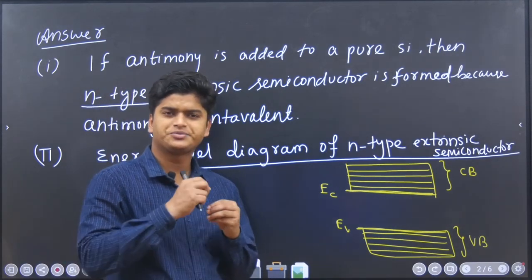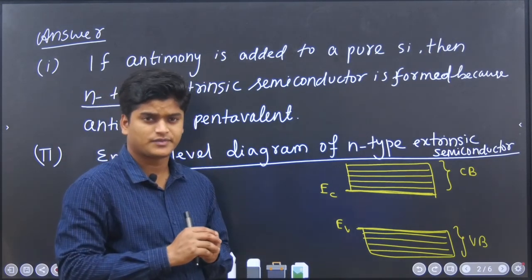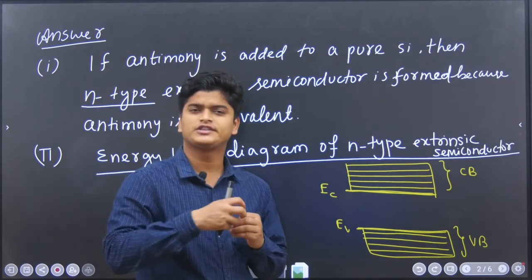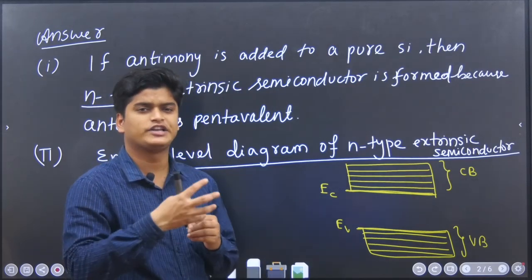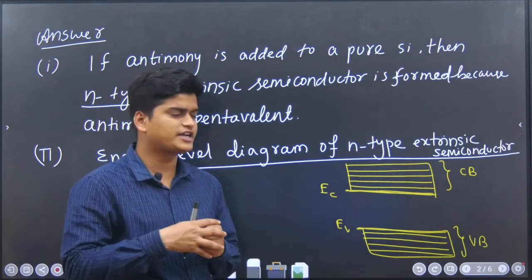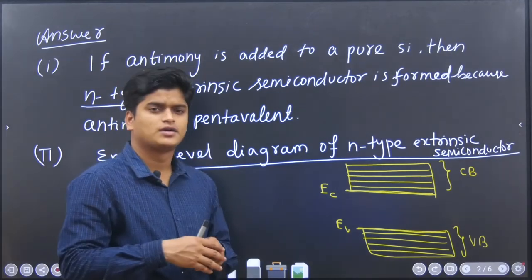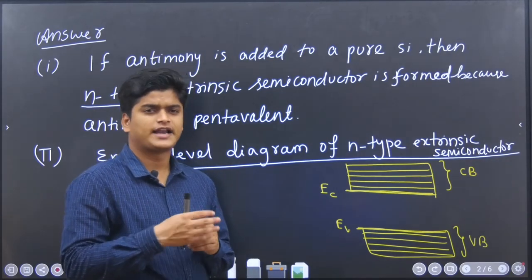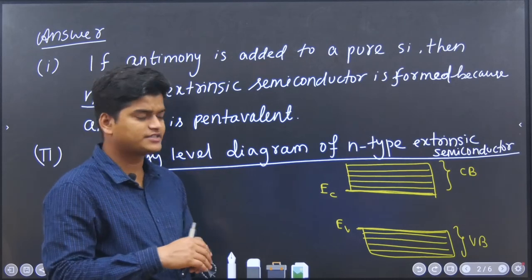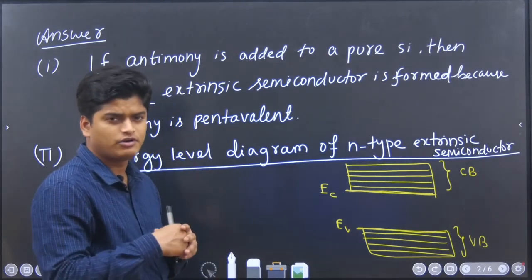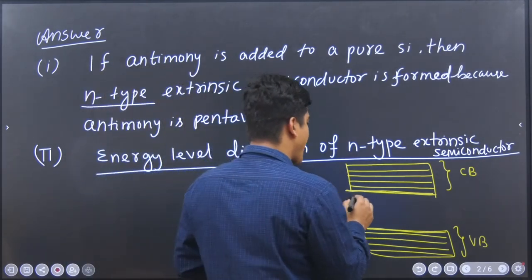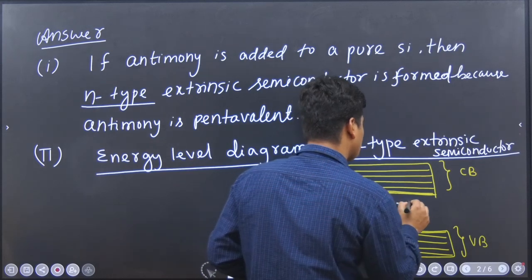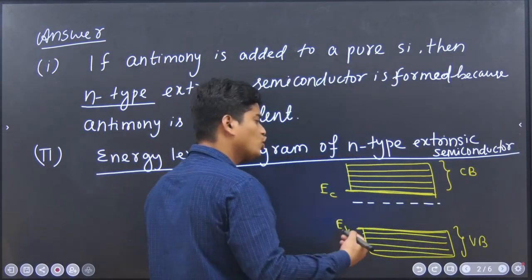Now, antimony gives one electron to the crystal, so the number of electrons in the crystal will increase. The number of electrons basically increases as compared to holes. After donating, that antimony will become positively charged, and one energy level will form. What is that called? Donor energy level, that is called the donor energy level.